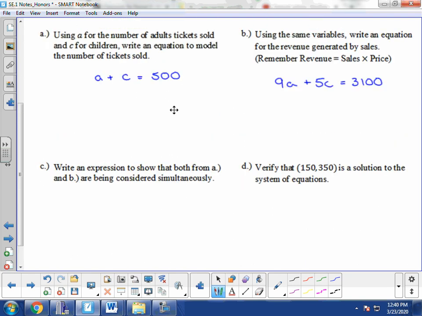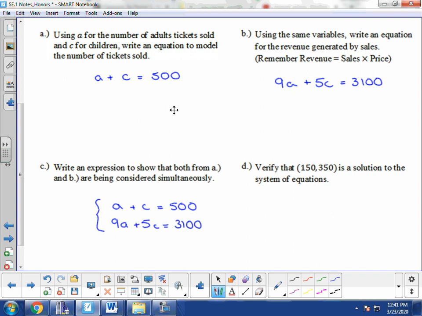Now, neither of these two equations could be solved by themselves because we were dealing with multiple variables. So in C it says write an expression to show that both equations, there's a typo, that both equations from A and B are being considered simultaneously. So the notation that you're going to see in these notes is basically a bracket notation where A plus C is equal to 500 and 9A plus 5C is equal to 3,100. So this is telling us that we are considering both of these two equations in order to solve.